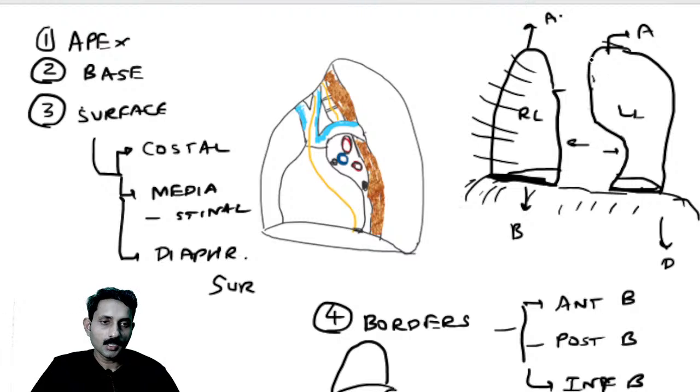This is the inferior border. This margin is called the anterior border. Behind, we have a border that is called the posterior border. So the lung has an apex, a base, an anterior border, a posterior border, and an inferior border.